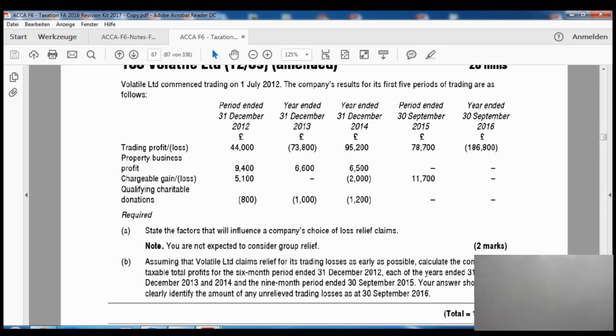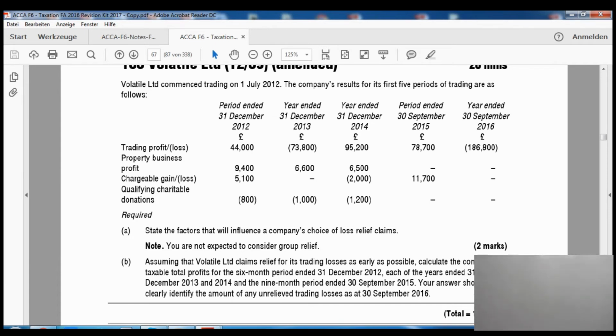Right, and in the B requirement, which is worth 8 marks, it says assuming that Volatile Limited claims relief for its trading losses as early as possible, calculate the company's taxable total profits for the 6 months period ended on 31st of December 2012, each of the years 31st of December 2013, 14, and 9 months to 30th of September 2015. Your answer should include clearly identifying the amount of any unrelieved trade losses as at 30th of September 2016. Alright, so basically it is asking us to do till 2015.